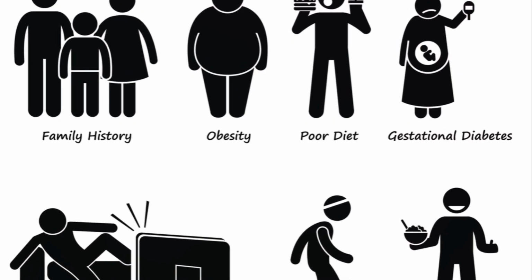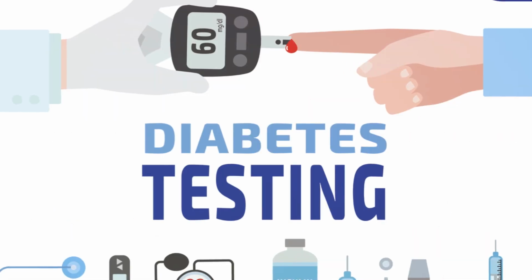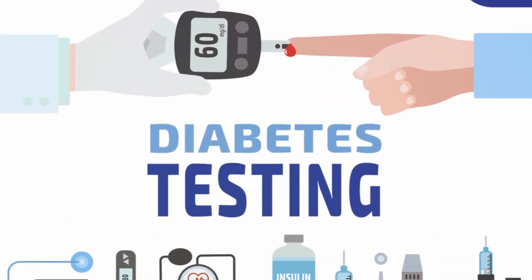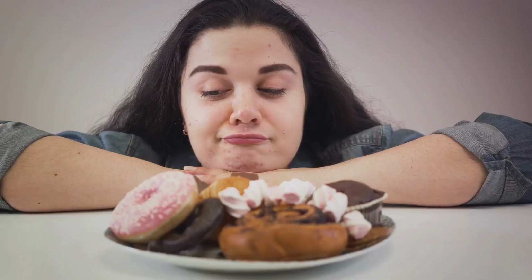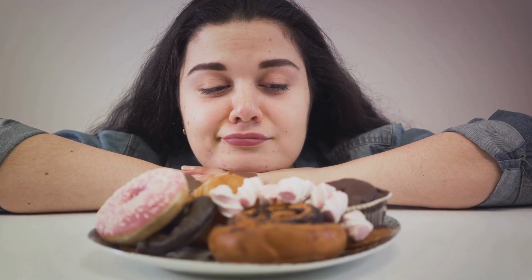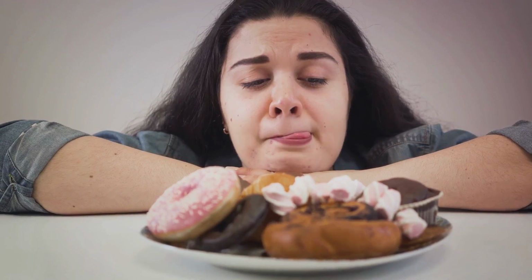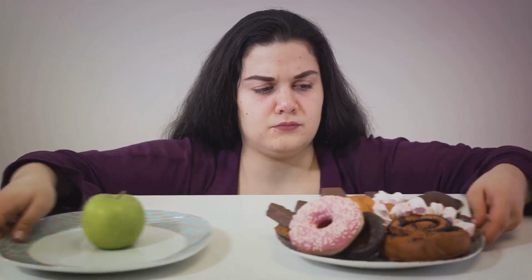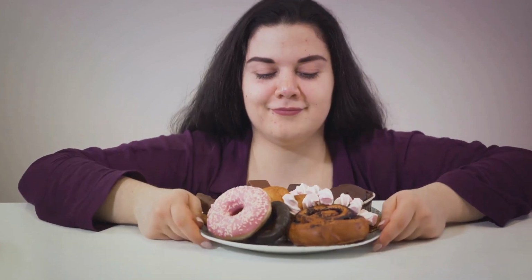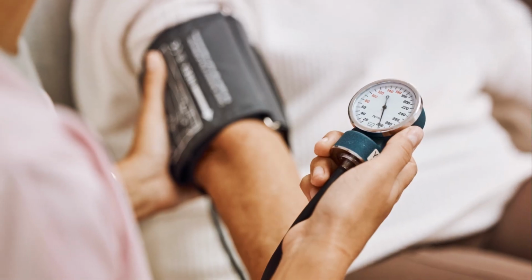Firstly, genetics play a significant role. If you have a family history of type 2 diabetes, your risk of developing the condition is higher. Then, we have lifestyle factors. Unhealthy eating habits, like consuming a diet high in processed and sugary foods, and physical inactivity can lead to obesity, which is a major risk factor for type 2 diabetes.